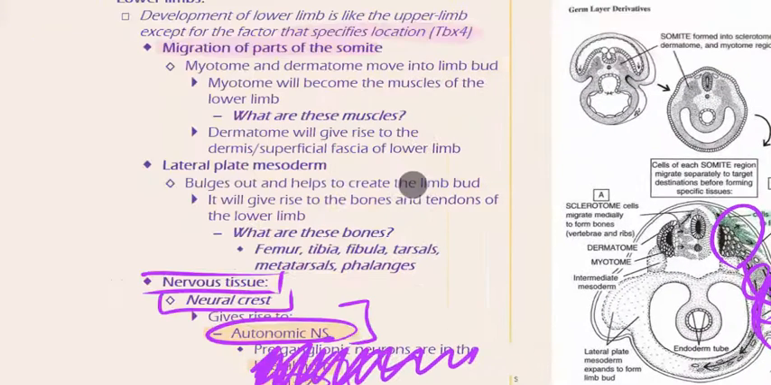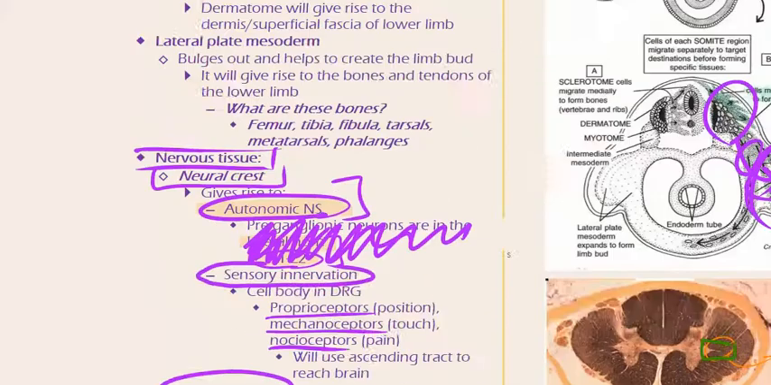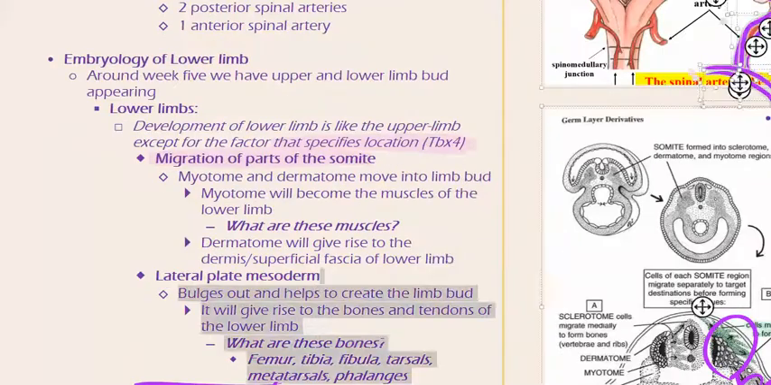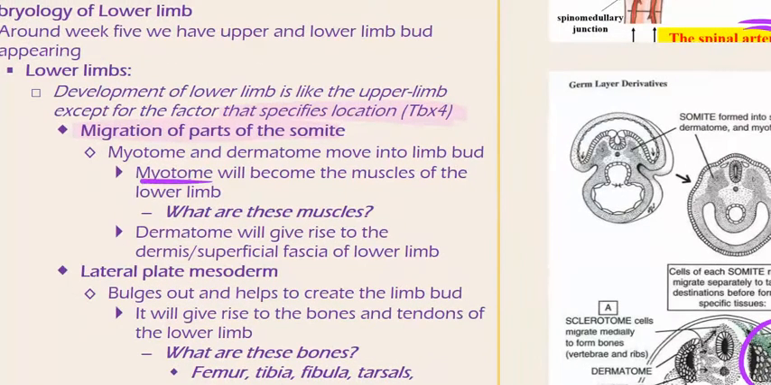So we already said that the myotome was forming what? What's the myotome giving rise to for us? Muscles, right? So the myotome is giving rise to our muscles. Now the question is, what are these muscles? So we're going to quickly look at the muscles of the leg.